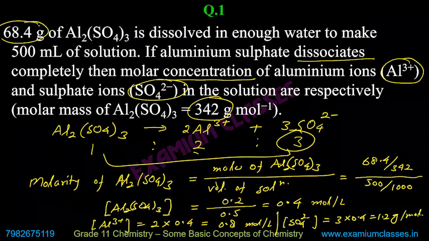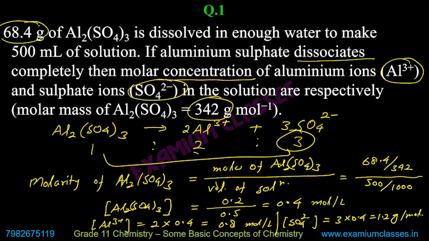That is asked: the concentration of aluminum ion and the concentration of sulfate ion. For that, you must write the balanced chemical equation. If there is any confusion, just let me know. Yes, Arjun, is that clear?